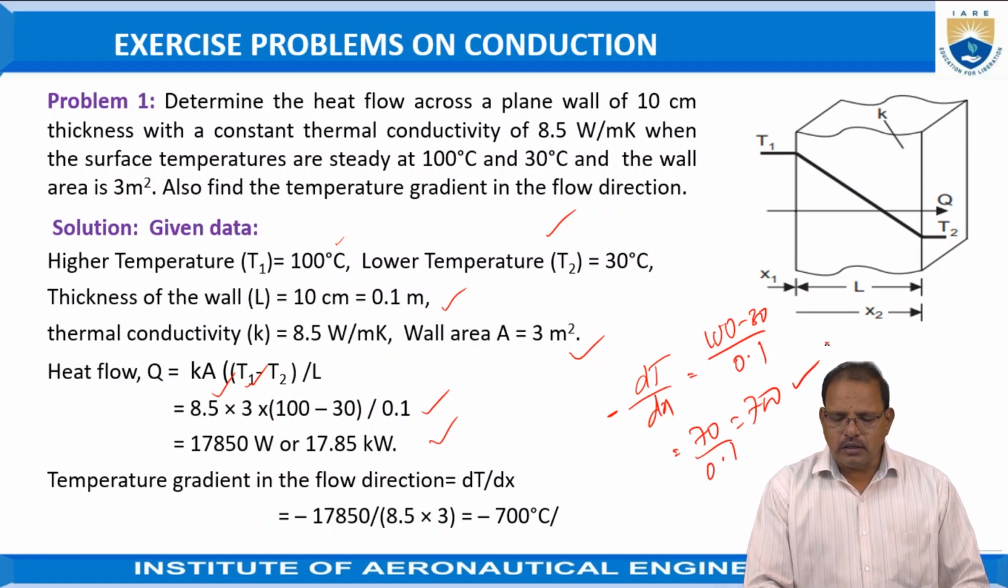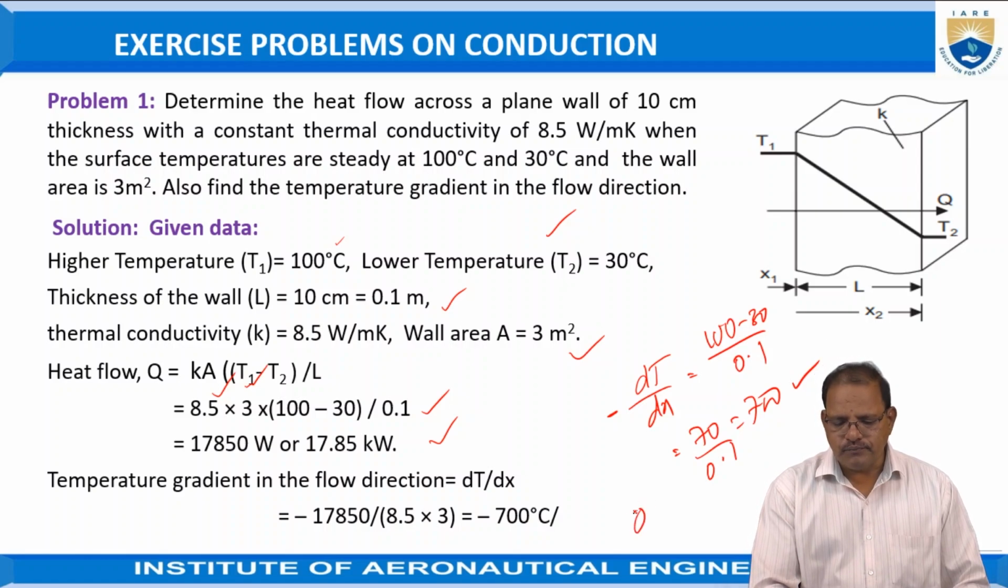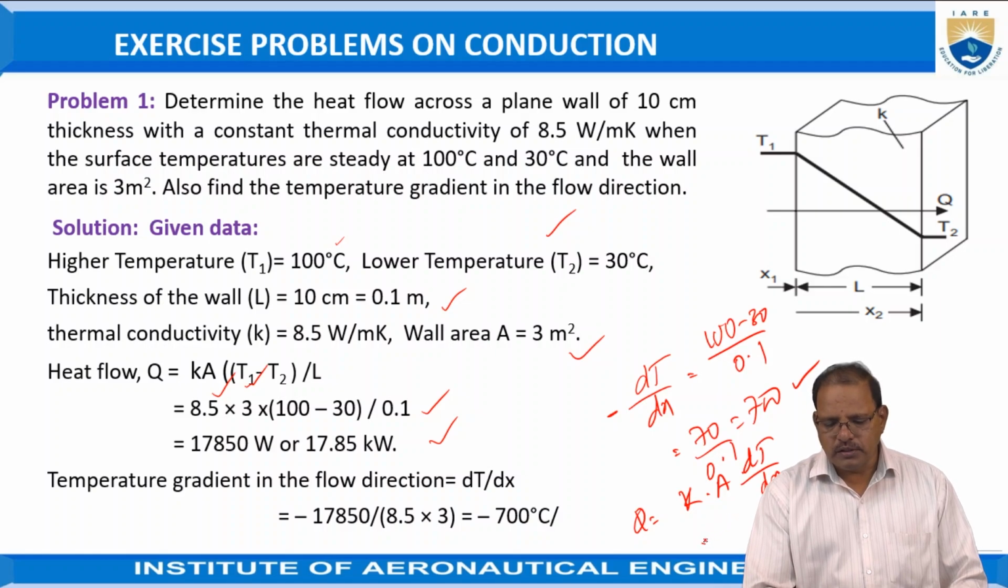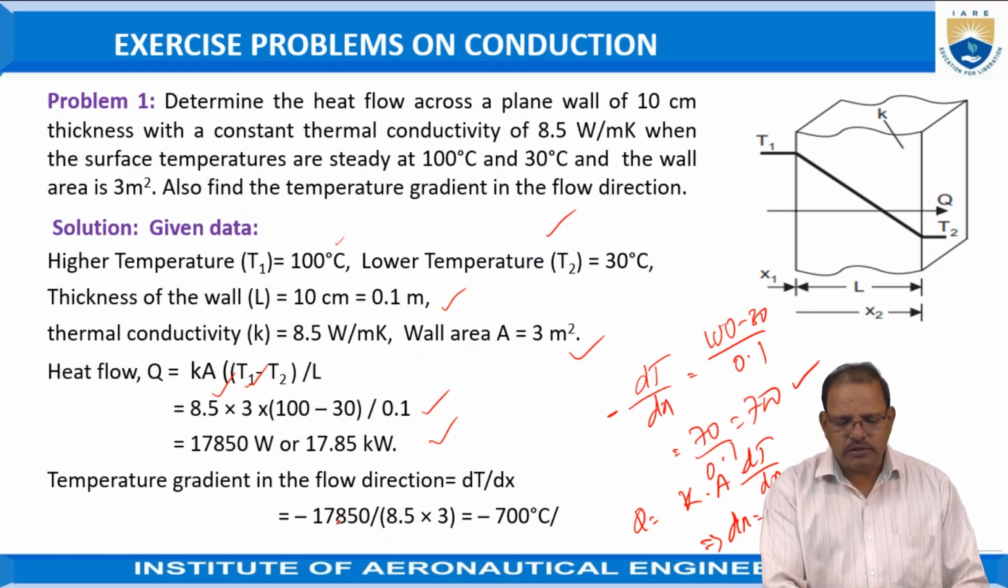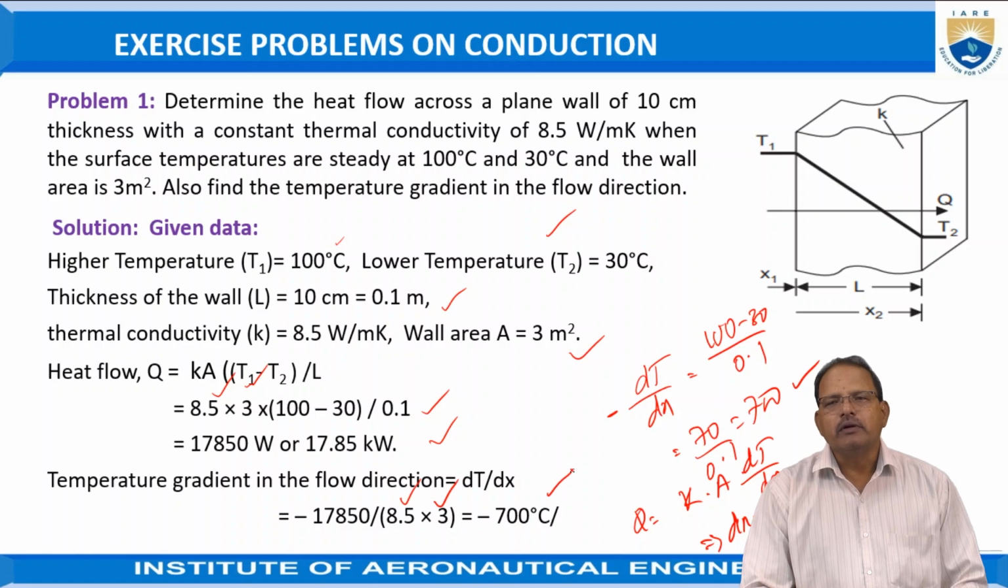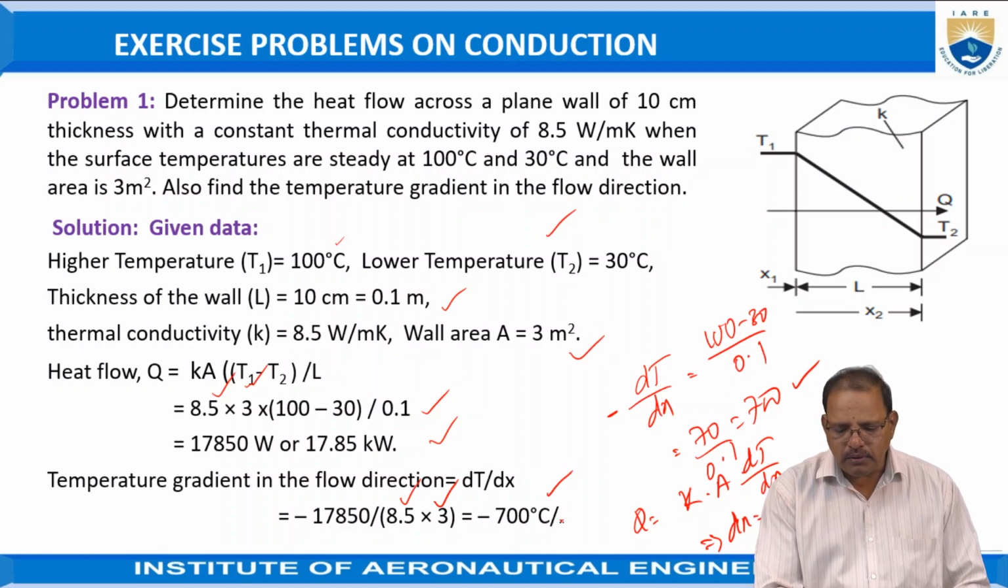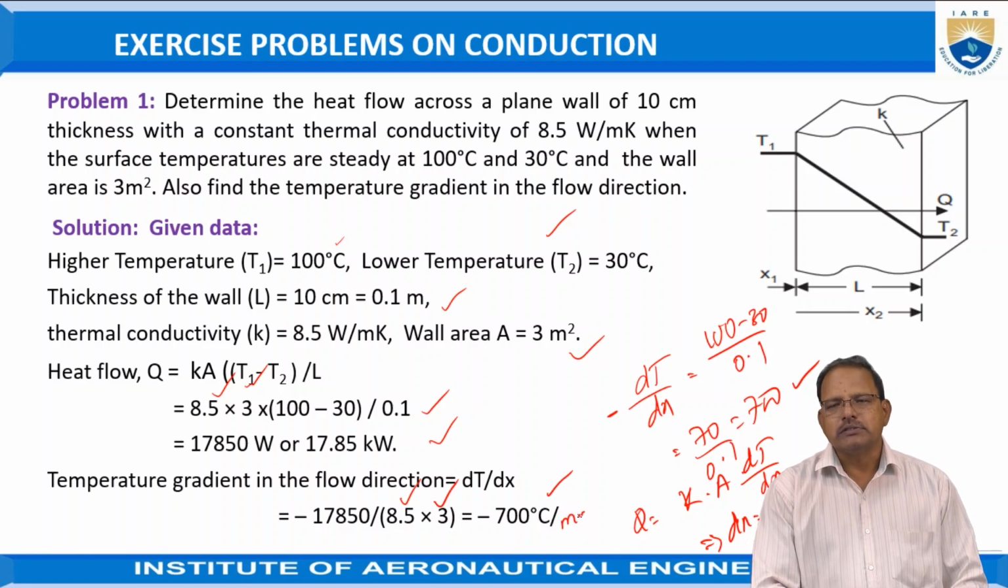Or you can measure it just by using the equations. So Q is equal to K into A into dT divided by dx also. From this relation, dT by dx is equal to Q divided by KA. By substituting the values of Q, which we already determined, equal to 17,850, divided by K equal to 8.5, divided by A equal to 3, it gives minus 700 degree centigrade per meter. Okay, this is our answer.